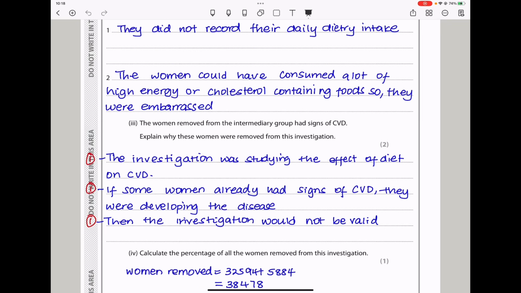Next, they say the women removed from the intermediary group had signs of CVD. Explain why these women were removed from this investigation. Because they already had signs of CVD, it means the investigation will not be valid. So I said the investigation was studying the effect of diet on CVD. If some women already had signs of CVD, they were developing the disease, meaning the diet they are trying to investigate is not what is causing them to have the CVD. So then the investigation would not be valid.